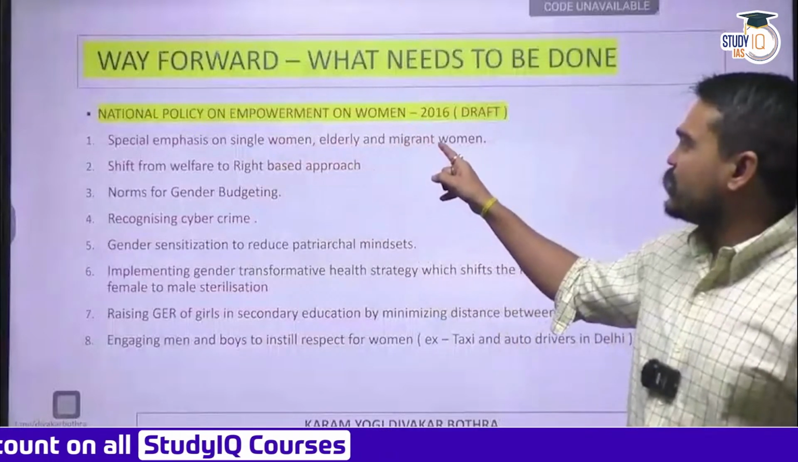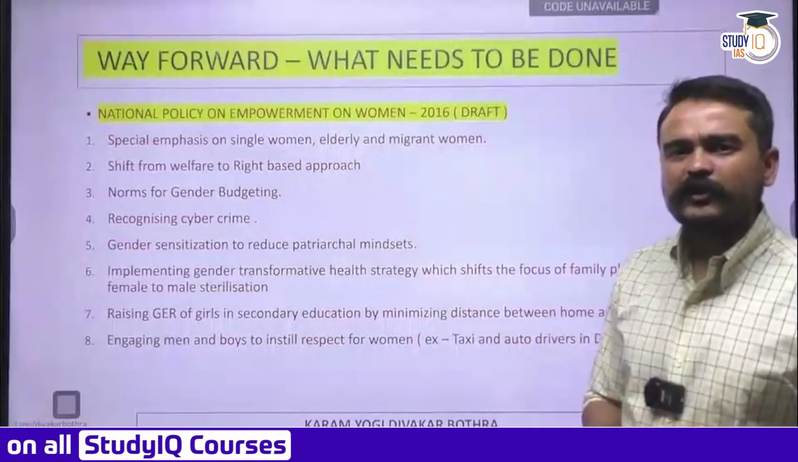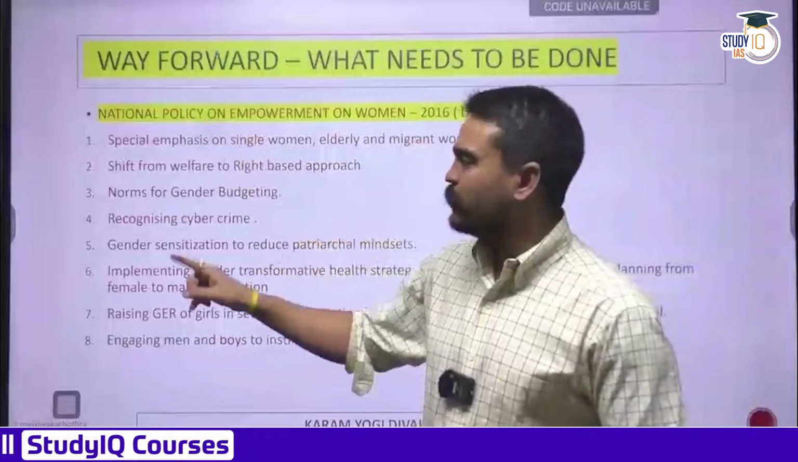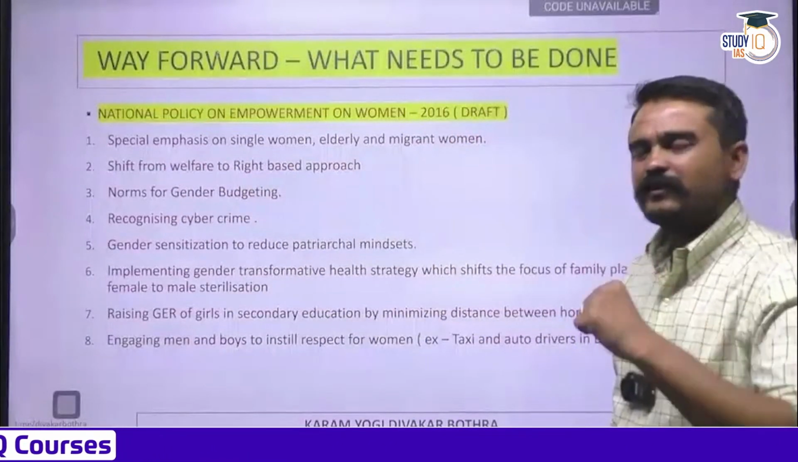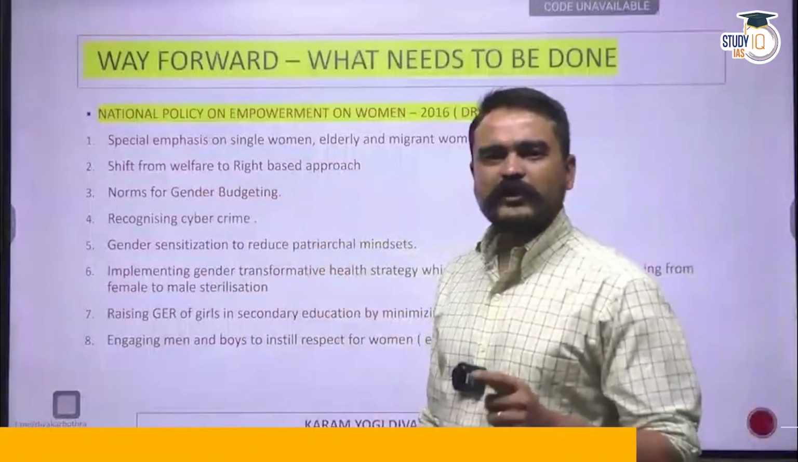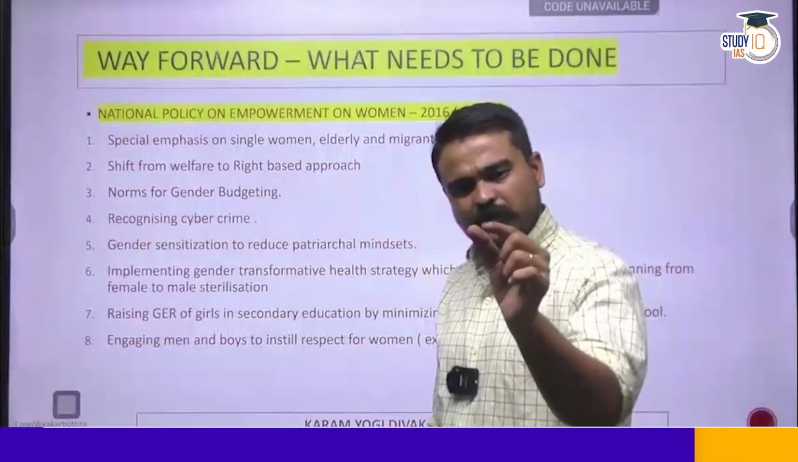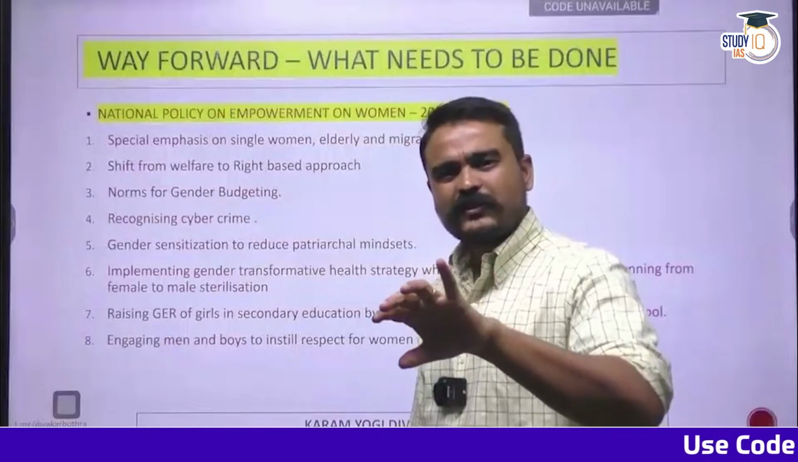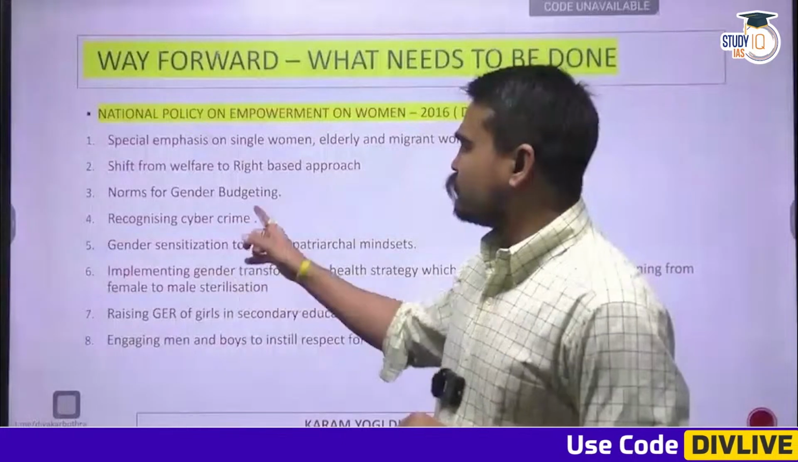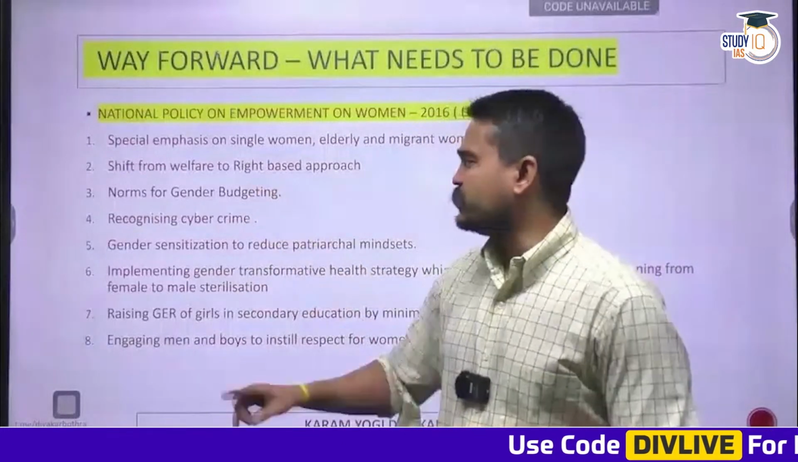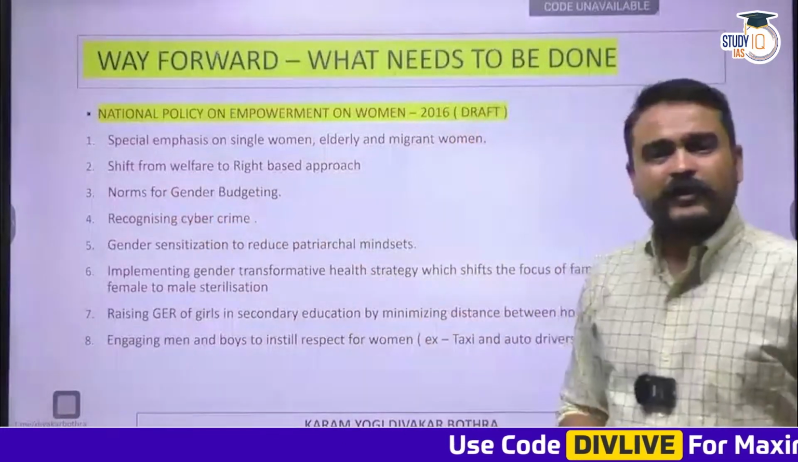Emphasize on single women, elderly and migrant women. Special attention has to be given to them. They are more vulnerable. Welfare to a right-based approach. Just don't give them doles, give them skills. Norms of gender budgeting. In budgeting, the gender aspect has to be included. Certain funds have to be fixed for gender empowerment or women-centric funds have to be generated. Recognizing cybercrime.